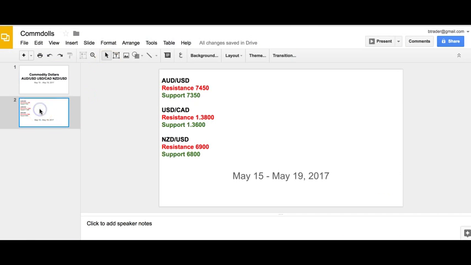So here's how the levels look. For Aussie, it's really a trade back up towards the 74.50. That's where the resistance begins. For CAD, it's that 38-36 channel. Be watching that very carefully.